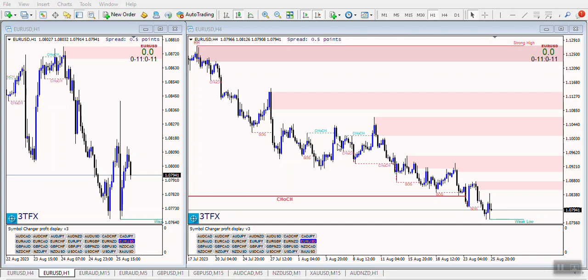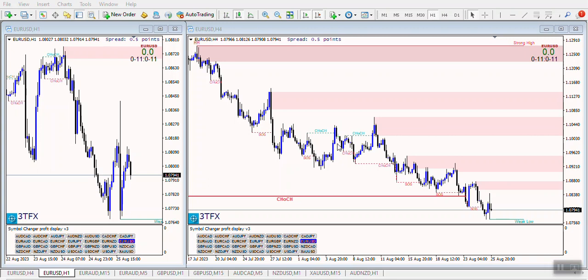Right, so in this video I'm going to explain the Euro AUD 1 to 15 risk to reward ratio trade, the setup and the entry. I'm also going to explain the AUD USD 1 to 14 risk to reward ratio setup and entry as well.